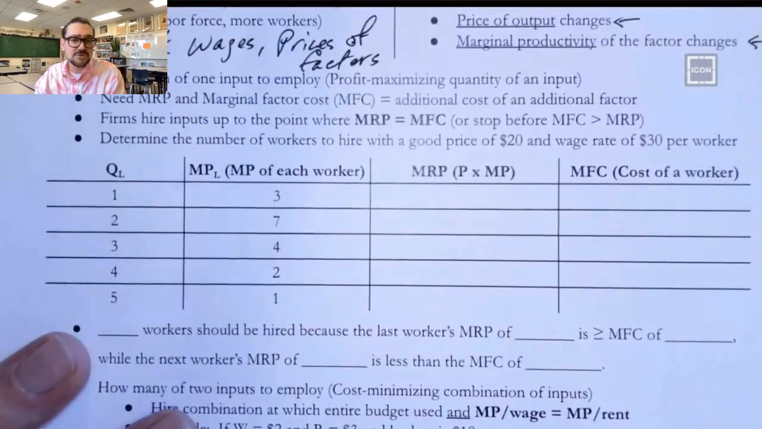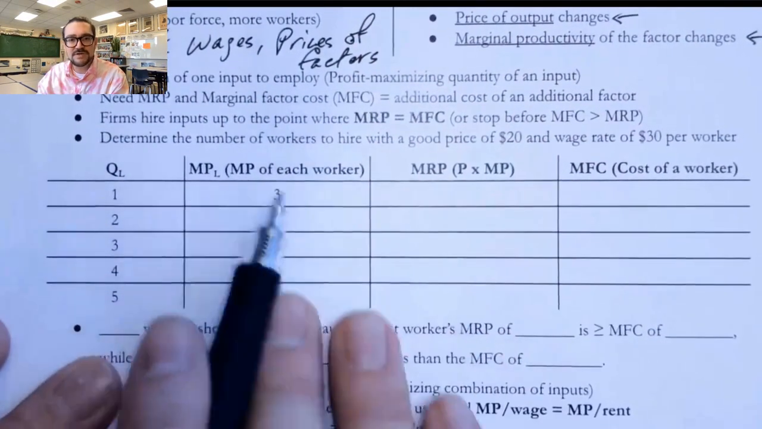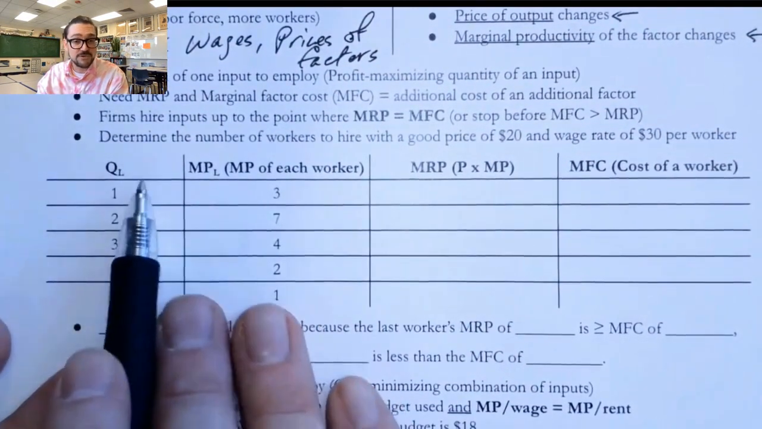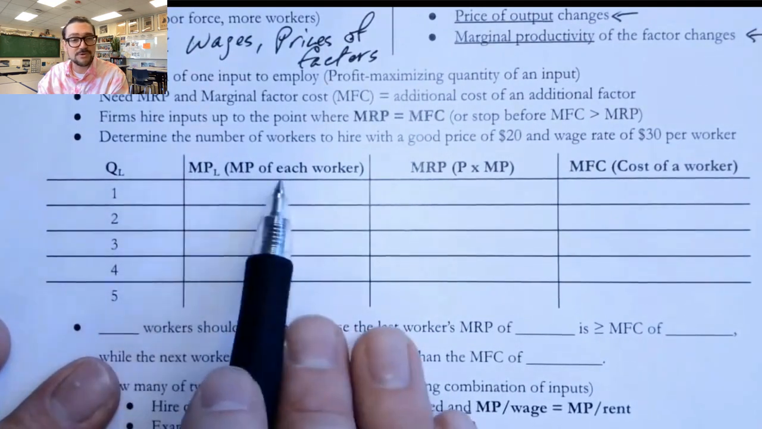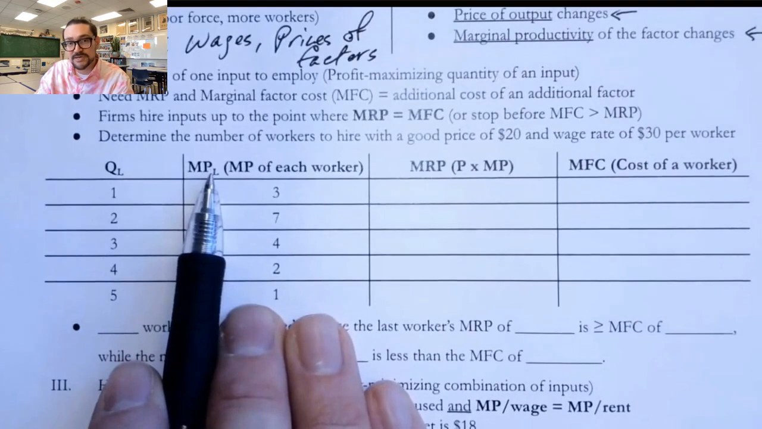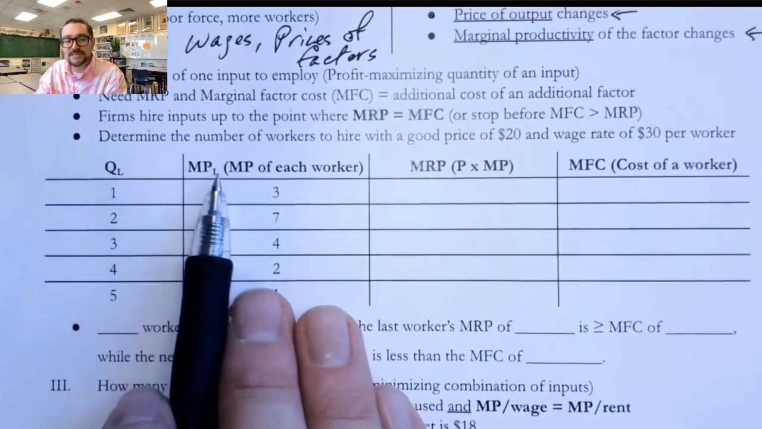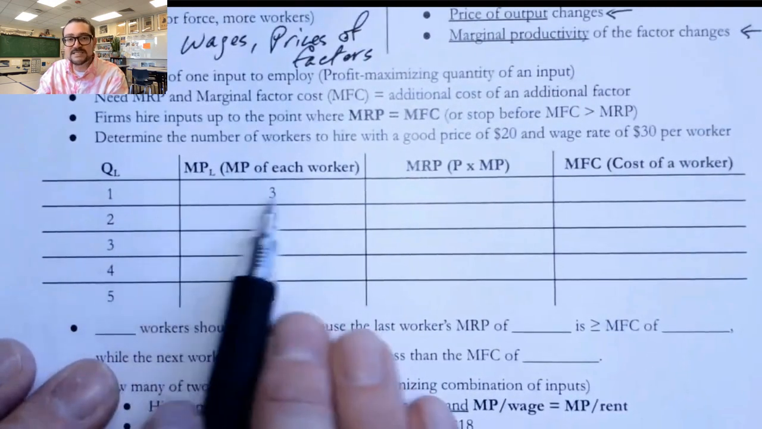So the first type of question you're likely to get is, how many workers should I hire? And here I've given a table for the quantity of workers and the marginal product of each worker. You can see I've abbreviated MPL. It's really specifying the marginal product of labor. How many units did each worker make?